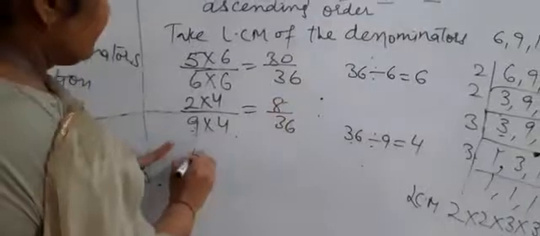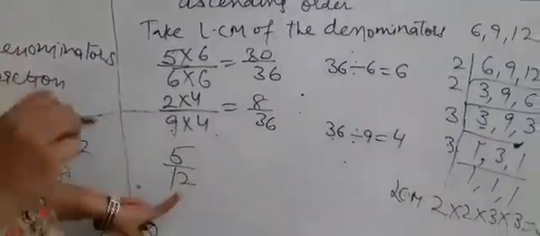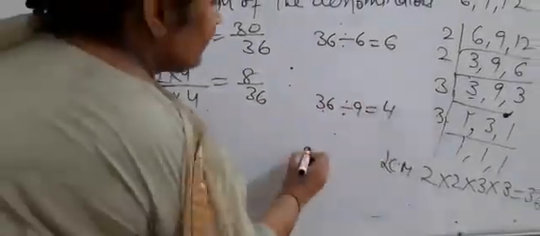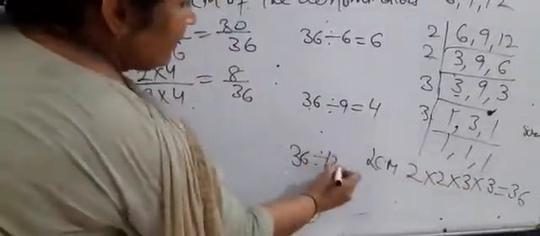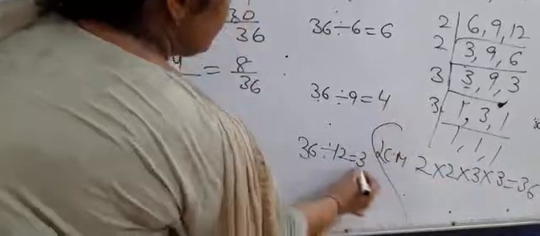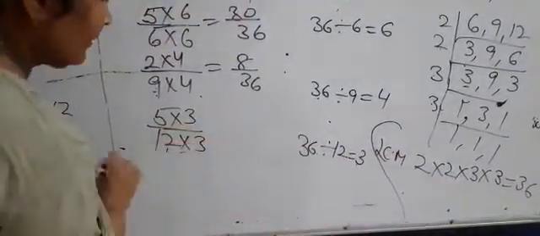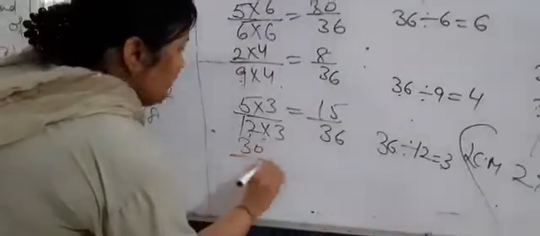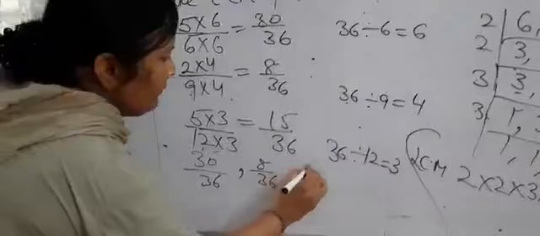Then the third fraction is 5 upon 12. With which number will this 12 be multiplied to get the denominator equal to 36? Take the LCM 36 and divide by this 12. You have got 3. Means this fraction will be multiplied and divided by 3. You will get 5 3s are 15, 36. Now, write all these fractions here. 8 upon 36, 15 upon 36.